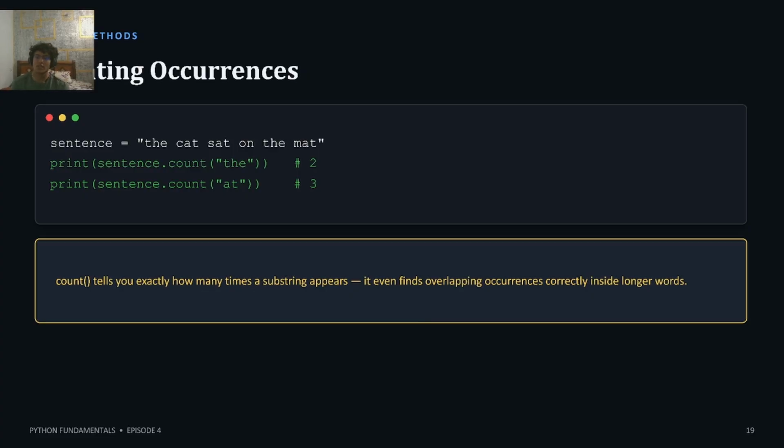Here, count tells you exactly how many times something appears in the string. If something appears multiple times in the string, you'll get to know it. You can count how many times it appeared. Like in this example, there's "the" 2 times. So when they wrote sentence dot count, they got 2.